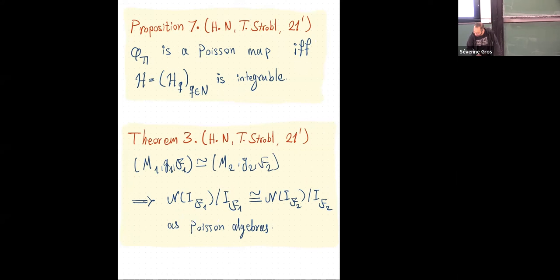Another result, after using this machinery, we can show that Poisson reductions are invariants of Morita equivalence for singular Riemannian foliations. And later they turned out to be also invariants of Hausdorff Morita equivalence for singular foliations, because they can be defined without the metric.